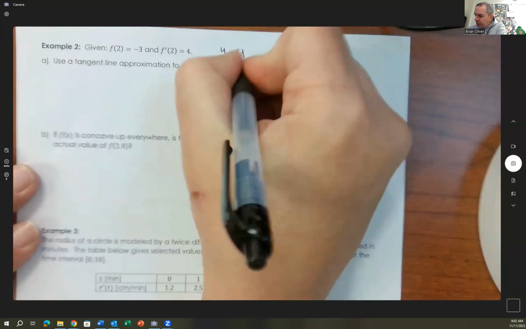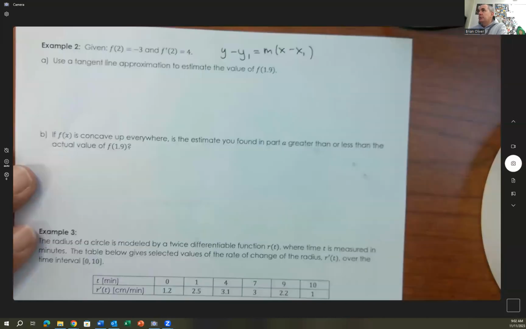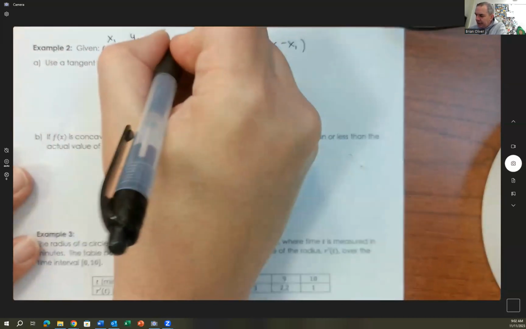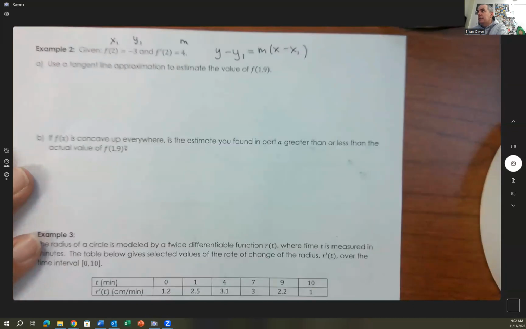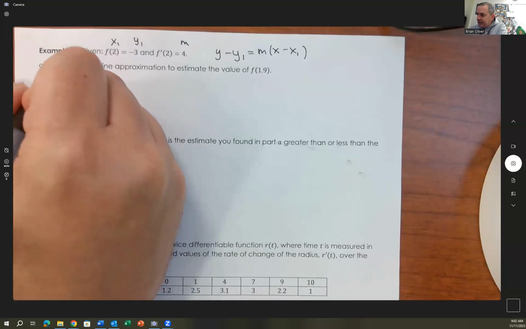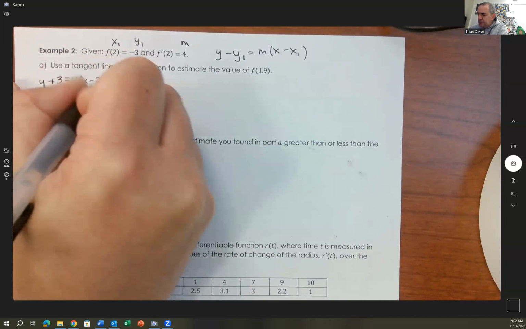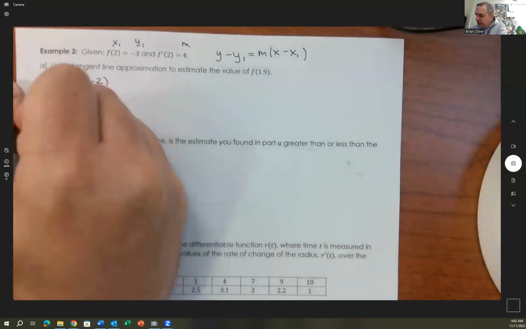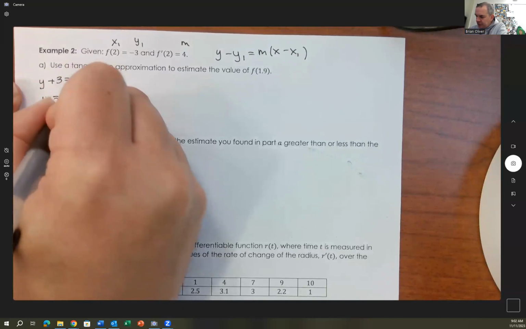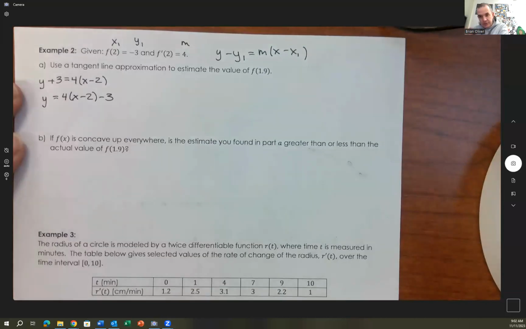We need to fill in this one, y minus y1 equals m times x minus x1. What's really nice is x1, y1, and m are all given to us. So the tangent line is y minus negative 3, so that's y plus 3 equals 4 times x minus 2. To do my approximation, I'm going to move that 3 to the other side, so it's 4 times x minus 2 minus 3. I'm not going to simplify it, I'm just going to leave it alone.